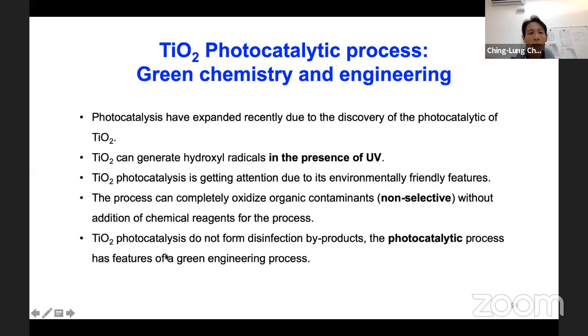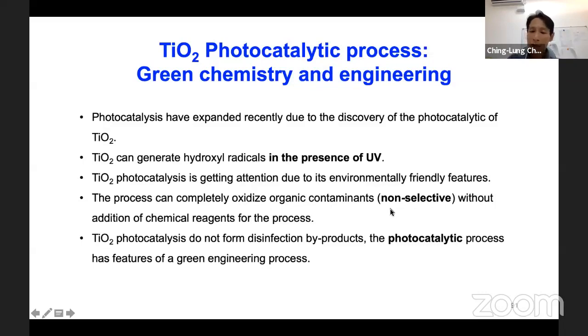And then this is the TiO2 photocatalytic process, to green chemistry and engineering. The photocatalytics has expanded recently due to the discovery of photocatalysis of TiO2. The TiO2 can generate the hydroxyl radical in the presence of the UV. TiO2 photocatalysis is getting attention due to its environmentally friendly feature. However, the process can completely oxidize organic contaminants, non-selectively.